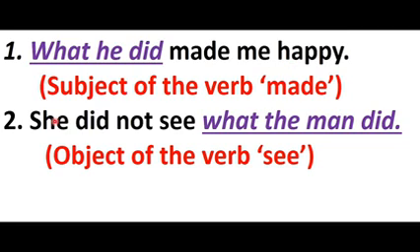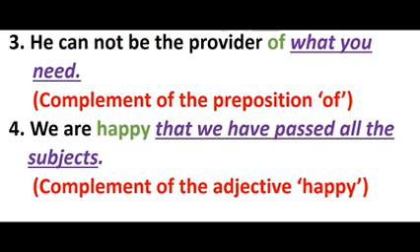The next one. She did not see what the man did. What didn't she see? What the man did. And this becomes the object of the verb see. Number 3. What question will you likely ask on this?